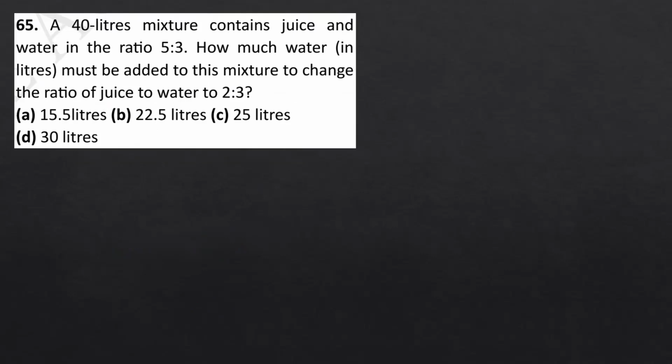A 40-liter mixture contains juice and water in the ratio 5:3. So 8 parts, you divide 40 into 8 parts, each part is 5. So 5 fives are 25 is juice, 15 is water. How much water must you add so that the ratio becomes 2/3? Cross multiply, 75 equals 30 plus 2x. 2x equals 45, so x should be 22.5 liters.